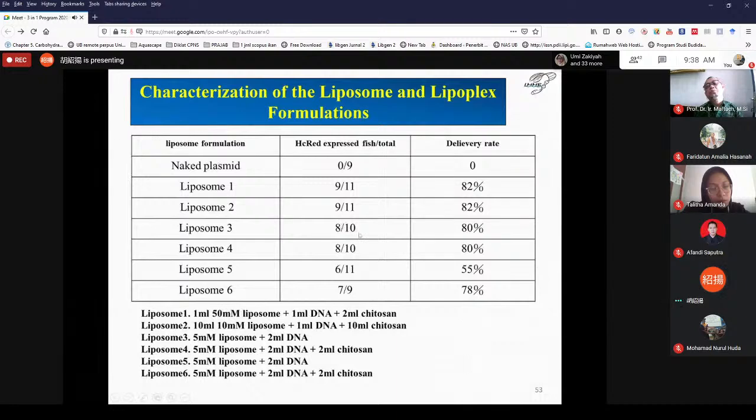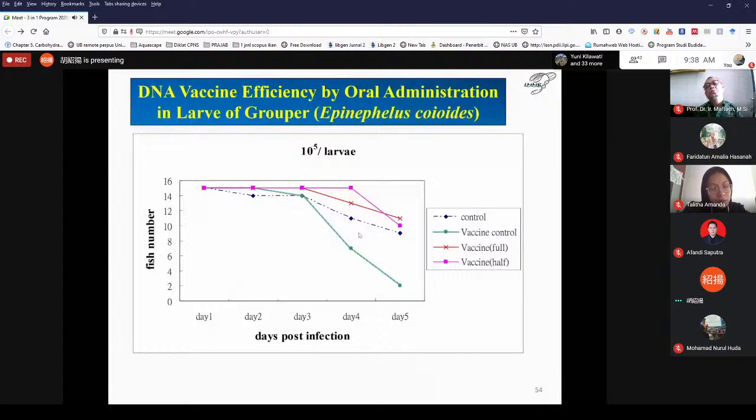So after using this strategy, they practice in groupers. You can find it's control, vaccine control, fish number, and the survival rate after challenge with the NNV. If the fish are fed the vaccines, we call it DNA vaccine, it can increase the survival rate.